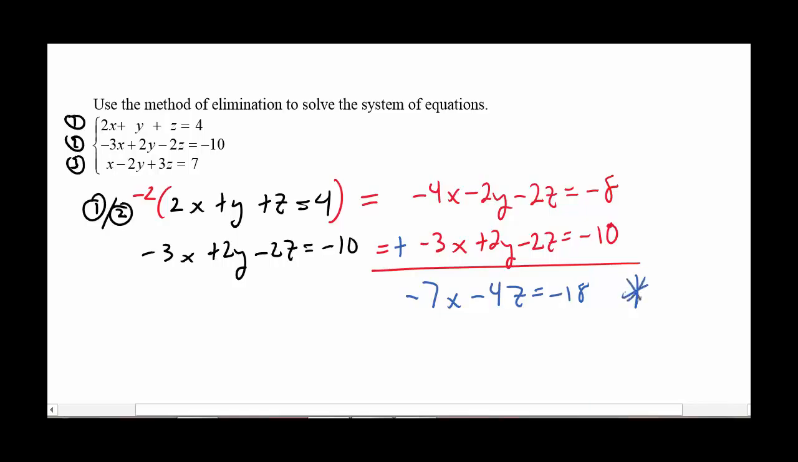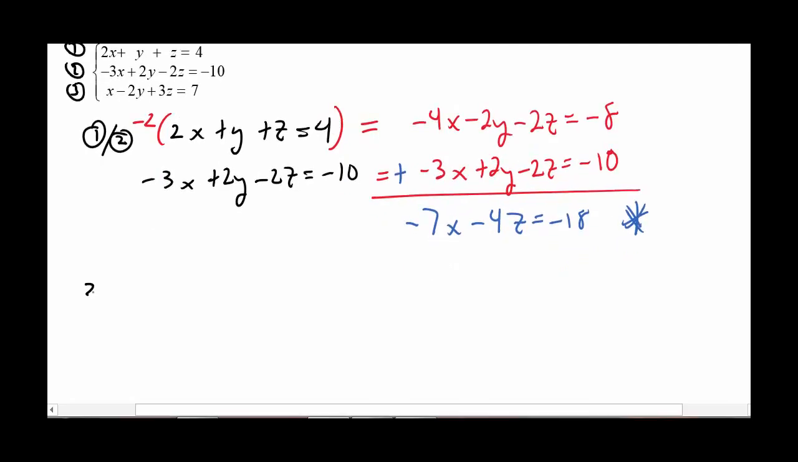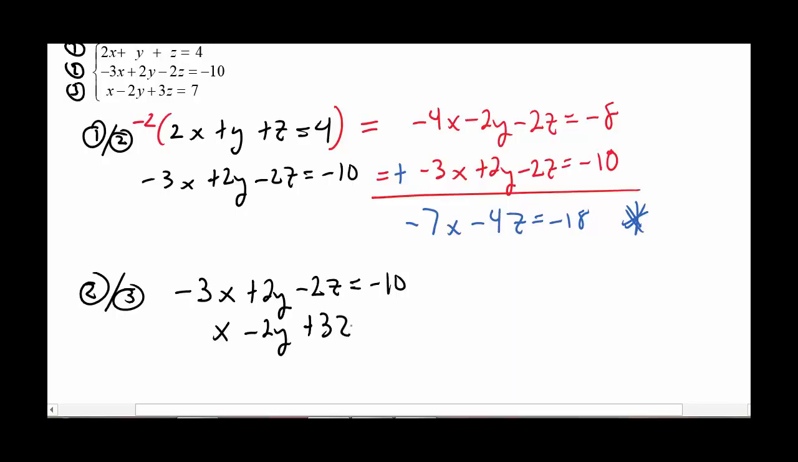Now I'm going to put a little star next to this. And again, I'm doing that so I can keep track of all of these little things that I've got going on. And now I'm going to partner up equation 2 with equation 3. So negative 3x plus 2y minus 2z equals negative 10. And here we get x minus 2y plus 3z equals 7. Okay, now I've already got the numbers in front of the y's set up to handle canceling out the y's. So I can do that.